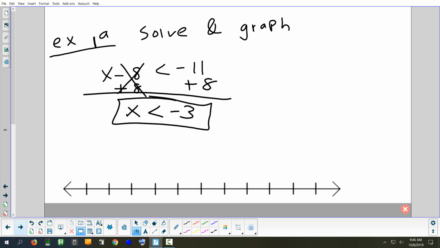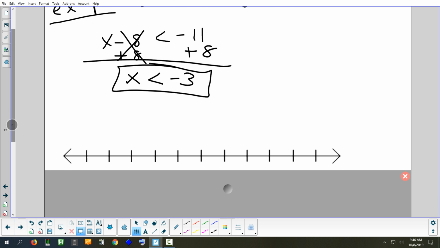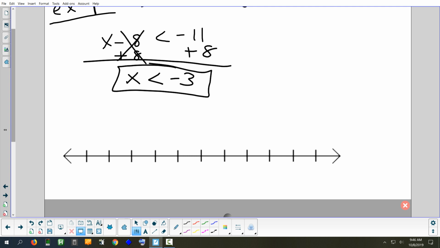Any questions on how we solved it? All right. Now we're going to graph it. Sometimes on the test, your number line is already going to be numbered for you. If it's not, you just have to put some numbers on it. I would probably just go 0, 3, negative 3. I usually do something like that.